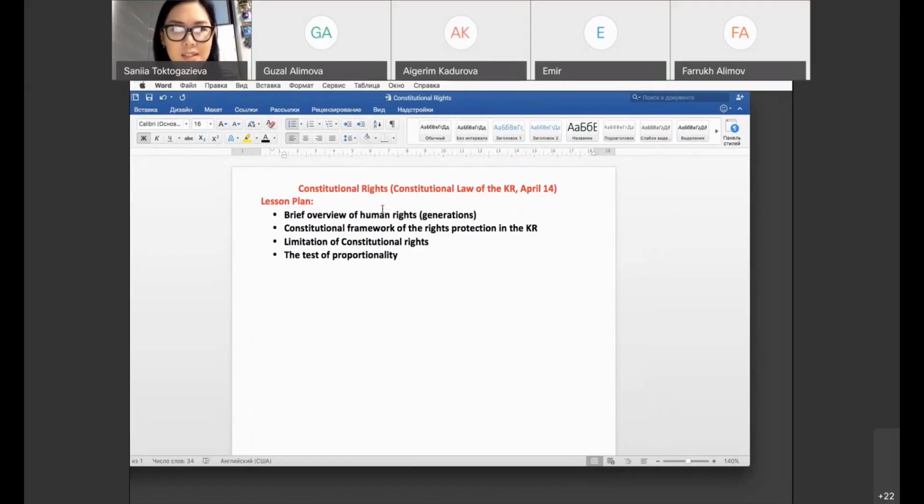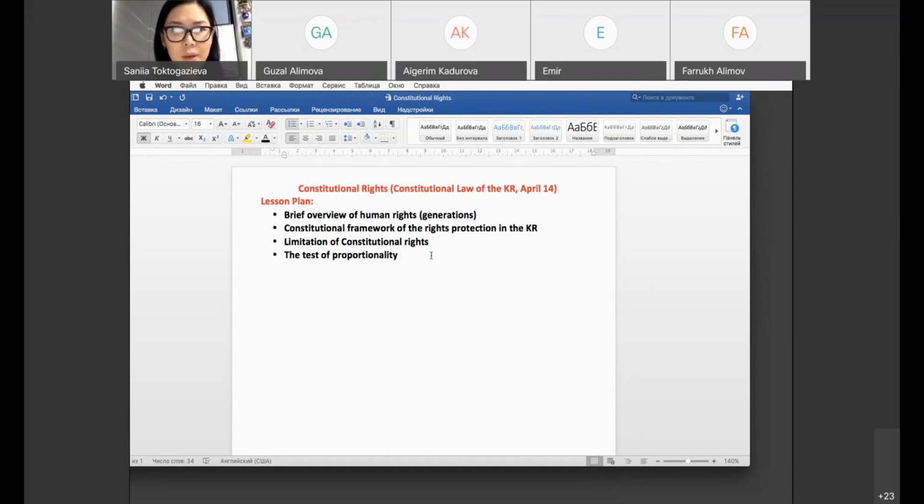So this is the lesson plan for today's class. We will first talk about brief overview of human rights, the generations, because essentially before all those rights have been reflected in the constitutions throughout the world, they first historically appeared, right, as the generation of rights, leading up to the adoption of Universal Declaration of Human Rights, which pretty much has been reflected in many constitutions in the world.